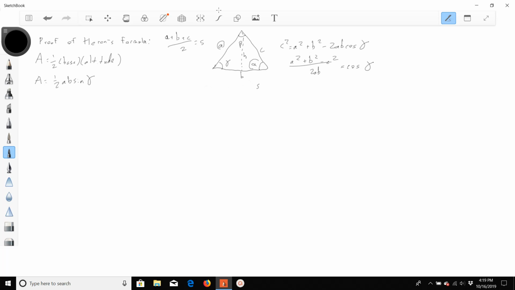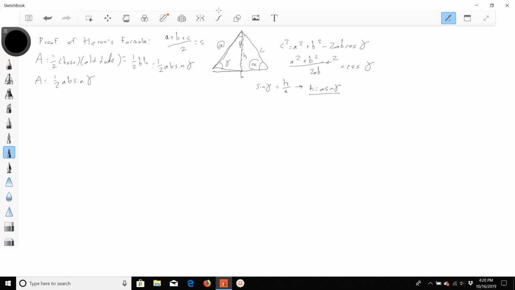And now we know from here that if we're considering this right triangle here, sine gamma is h over a, which implies that h is a sine gamma. So normally you'll write the area of a triangle as 1/2 base times height, but what is h? h is a sine gamma, so that's 1/2 ab sine gamma.